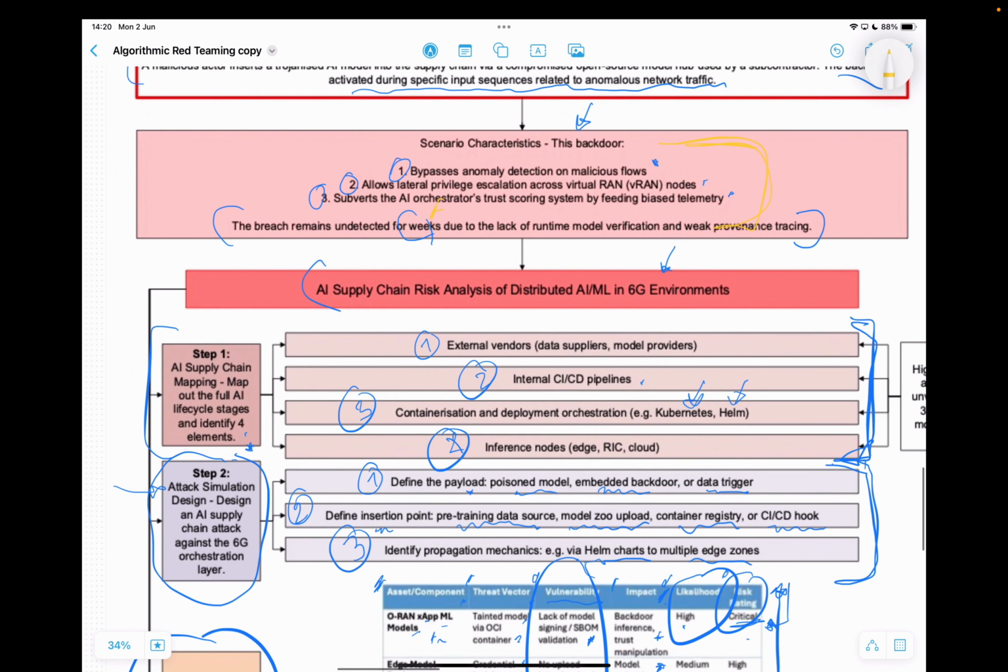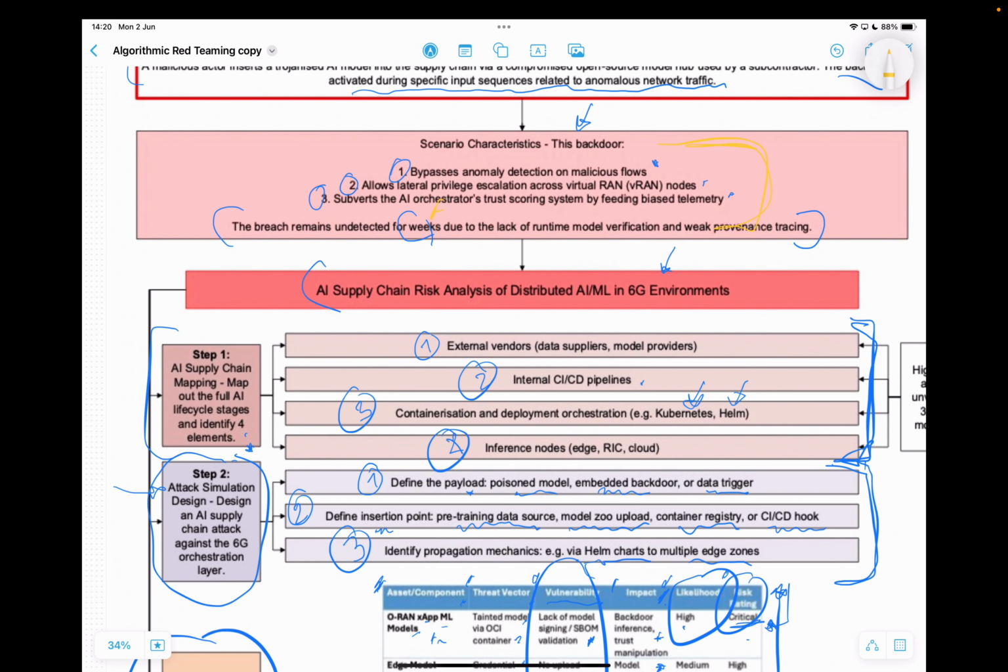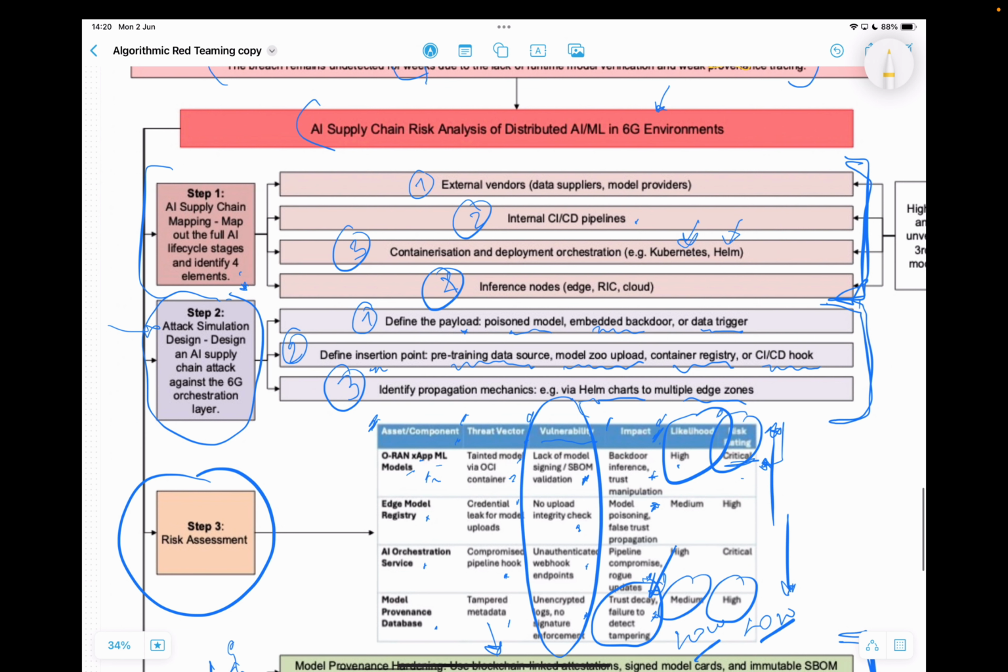Now, moving on to the red teaming strategy and the steps, why and how those are developed. Well, first step is the supply chain mapping. So we are looking at identifying external vendors. We are looking at evaluating the CI/CD pipelines, highlighting the containerization orchestration layers, Kubernetes, for example, and pinpointing the inference endpoints. Those are industry-established vectors that we need to analyze.